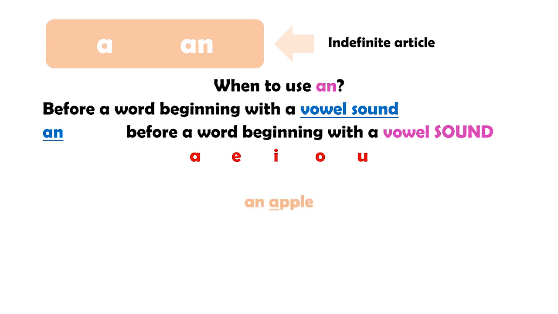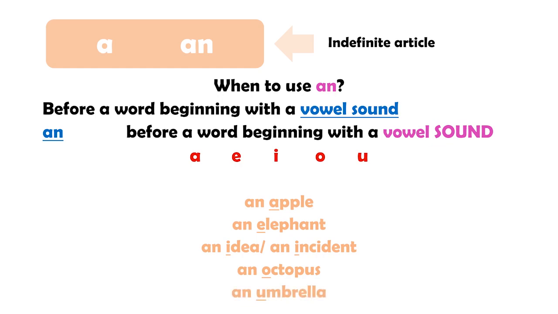Let's look at some examples. Apple. The word apple starts with a vowel sound. And what's that sound? A. Apple. So we use the article an: an apple, an elephant, an idea, an incident, an octopus, an umbrella.